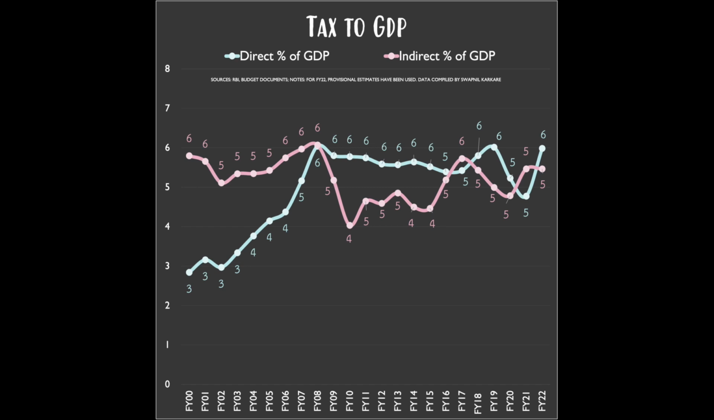The journey of indirect tax to GDP has been quite volatile and completely opposite of direct taxes. Indirect taxes as a percentage of GDP came down post FY08 and then moved between 4 to 5%. Now it has stabilized around 5% of GDP. This is despite the introduction of GST in 2018.